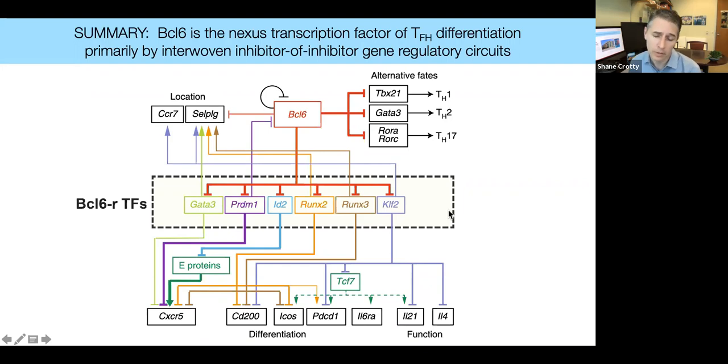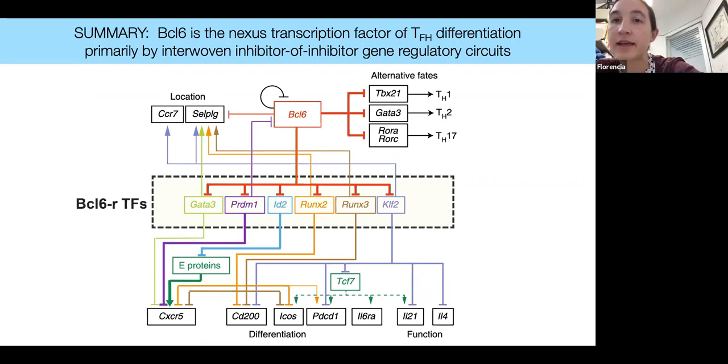A very good question. Okay, another question from Jose Crispin from Mexico City as well. And he says, great work. Do other transcription factors participate in modulating the inhibition of the downstream TF by Bcl-6?